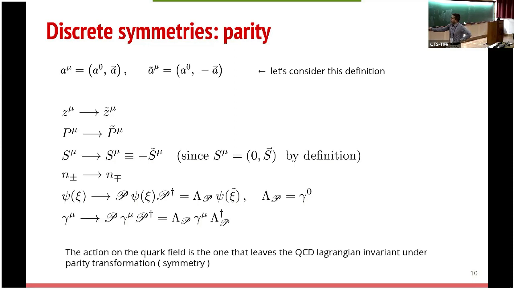And then there are these transformation laws for the spinors and the Dirac matrices. So where do they come from? They come from the fact that the QCD Lagrangian is invariant under parity. So psi transforms with this parity operator, which amounts to a specific Dirac matrix acting on psi, and the form of the Dirac matrix is just gamma zero. And also the Dirac matrix gamma^mu transforms in this way. But these equations, keep in mind, come from the fact that the QCD Lagrangian is invariant under parity.